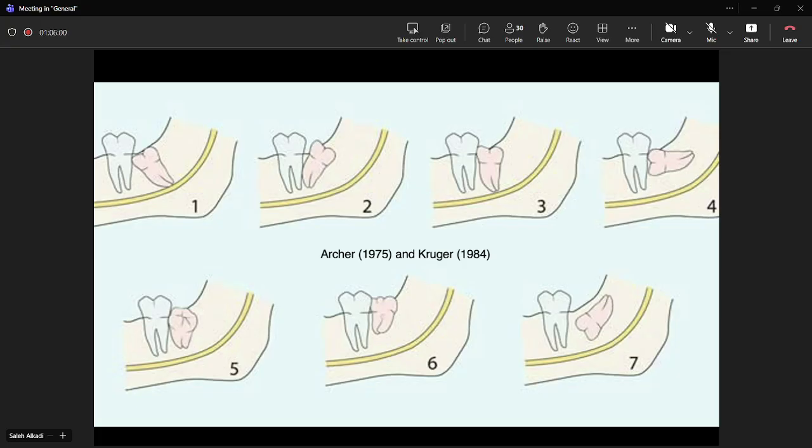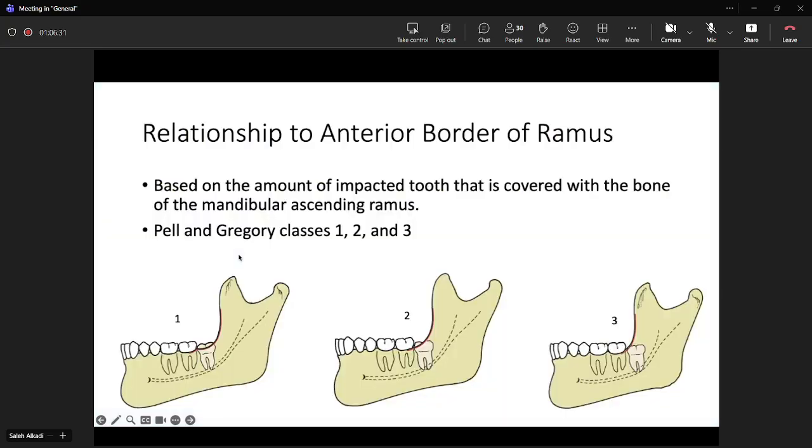Now, as I mentioned, the buccoversion and linguoversion impactions were added by Archer and Kruger in 1984 to the other angulations. Also, number 7 here, as you can see, we call an inverted impacted third molar. It's completely upside down. Number 6 is linguoversion, and number 5 is buccoversion. Number 4 is horizontal, number 3 vertical, 2 distoangular, and 1 is mesioangular.